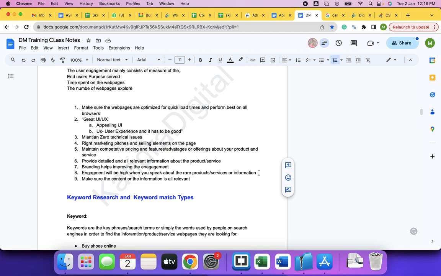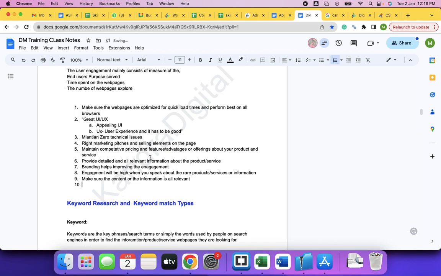So for example, if nobody else is selling a product that you are looking for on the internet, only one website, people have to engage with that website and make the purchase. Make sure the content or the information on the web page is all relevant. Okay, and there are a few more things to be added. This was added in the previous class.